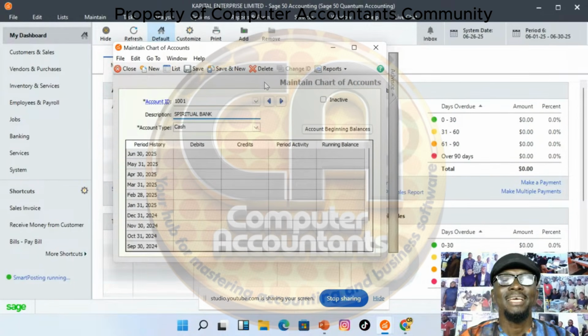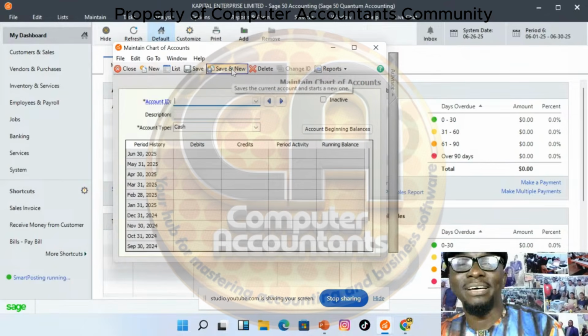Spiritual bank. Okay, spiritual bank is a cash account issue. It belongs to cash, but in as much as it is being managed by a financial representative in the name of our banks. Okay, but it's a cash account. So select save and new.